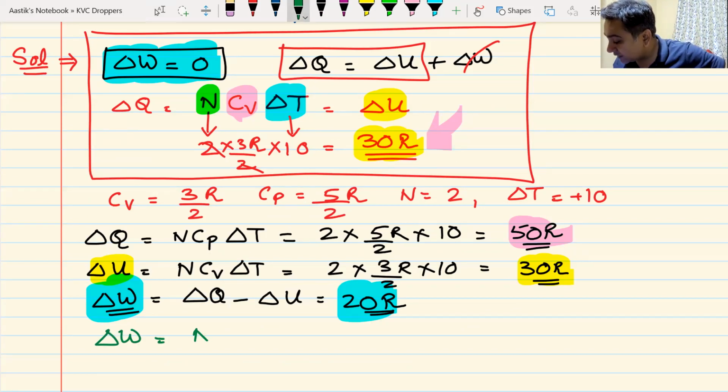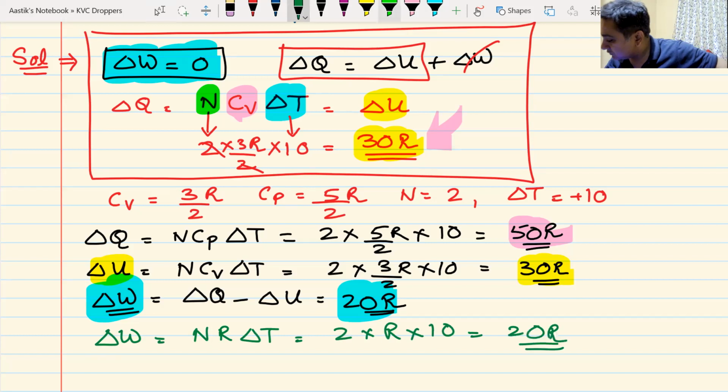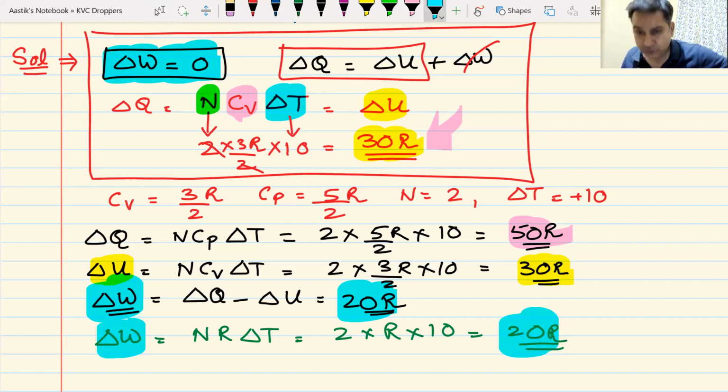The formula I had given you is nR delta T. Yes or no? This is a constant pressure process. I just put the value of n. n is 2, R is R, change in temperature is 10. You see, I end up with the same result. No matter how I do it, I will end up with the same result. Do you all understand this?